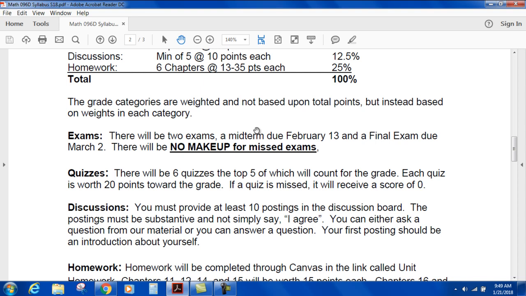Exams will be 2 exams, a midterm due February 13th and a final exam due March 2nd. There'll be no makeup for missed exams. And the March 2nd one, that's our last day of our class, so you have to get that done.